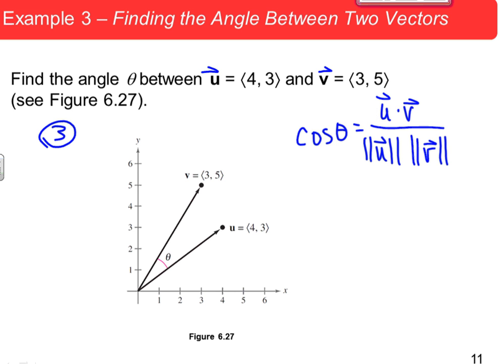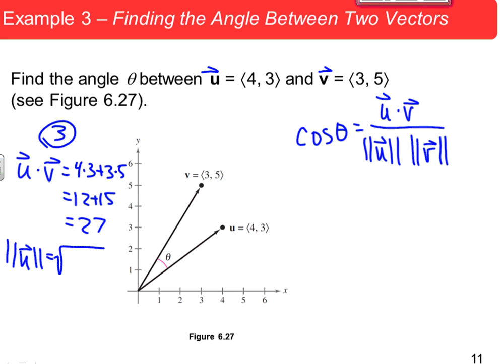I'll just kind of figure all those things out on the side. So u dot v is going to be 4 times 3 plus 3 times 5. And what is that? 12 plus 15, so 27. And then the magnitude of u is the square root of 4 squared plus 3 squared. So 16 and 9, so it's the square root of 25, or 5.